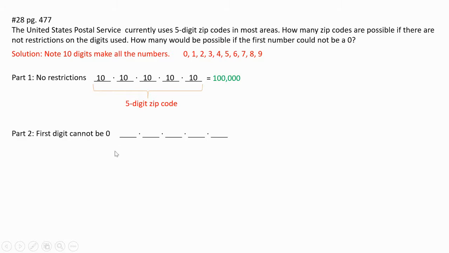Okay, now for part 2. The first one cannot be a 0, right? So if it cannot be a 0, it can be digits 1 through 9, so it's going to be 9, right? And then the rest have no restriction. So it can be 10, 10, 10, and 10. You multiply it out, and you get 90,000.